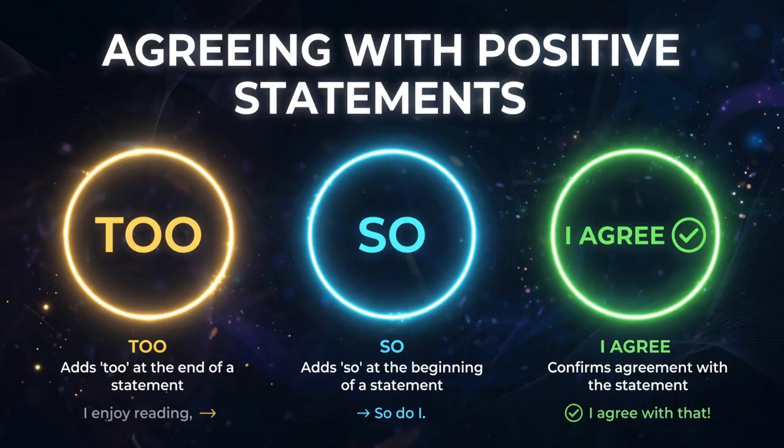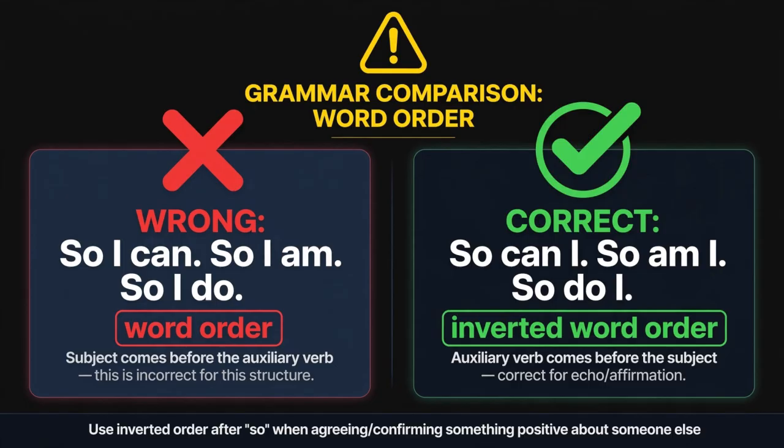Your friend says, I can swim. You say, so can I, not so I can. Your friend says, I am tired. You say, so am I, not so I am. Your friend says, I wouldn't go there alone. You say, neither would I. See the pattern? So plus helping verb plus I. It's like a little grammar dance.